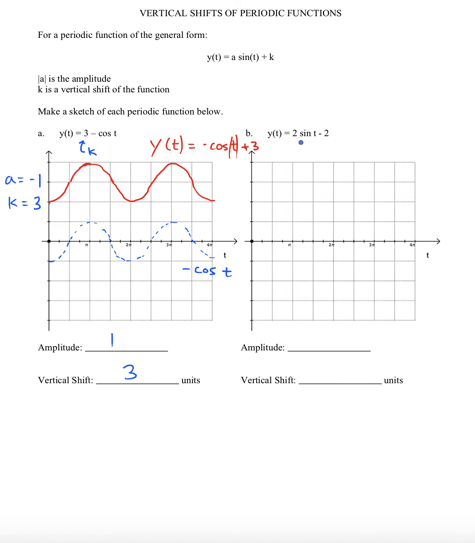Over here I'm going to sketch 2 sine t. 2 sine t is a vertical stretch of sine t. Okay, and this would be the function 2 sine t. Now we want to shift it by 2 units down.